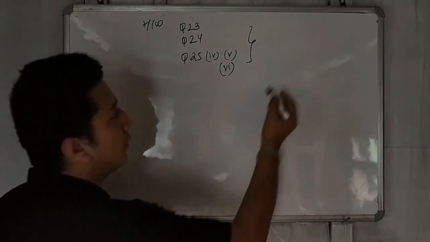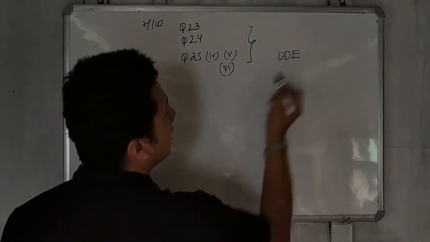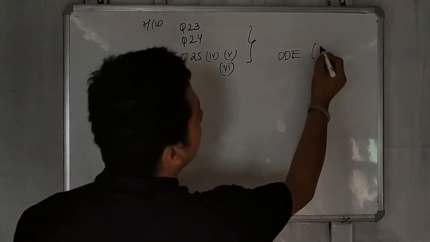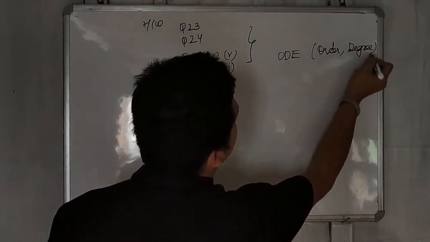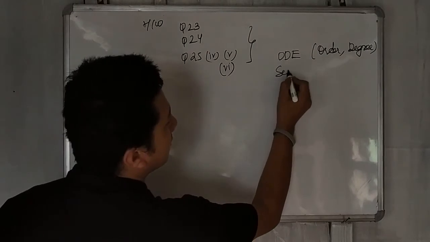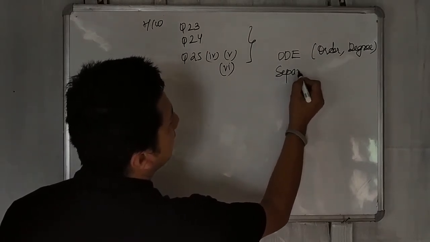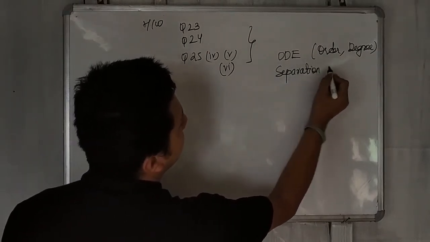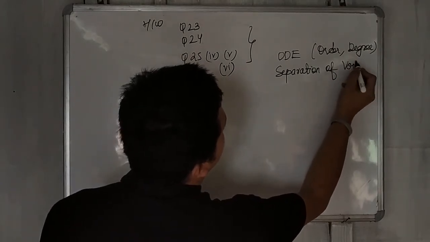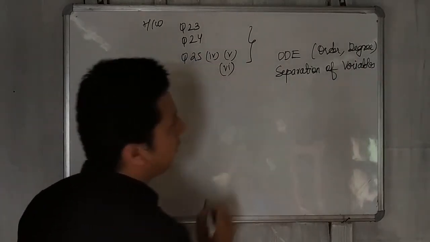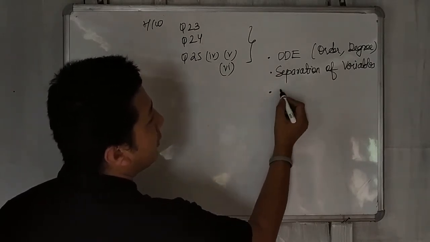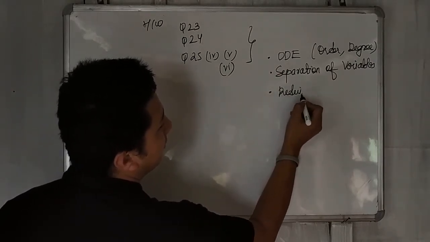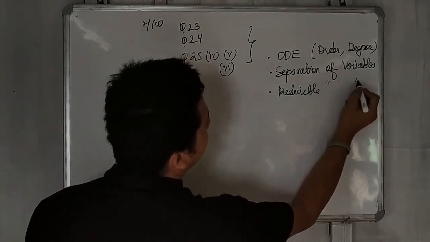Remember, we have done ordinary differential equation, and out there we have learned about order and degree of differential equation, and then we did separation of variables. Then we did reducible to separation of variables, right?